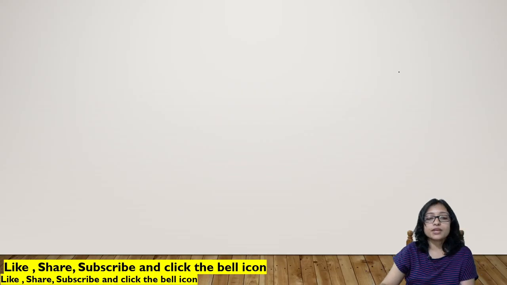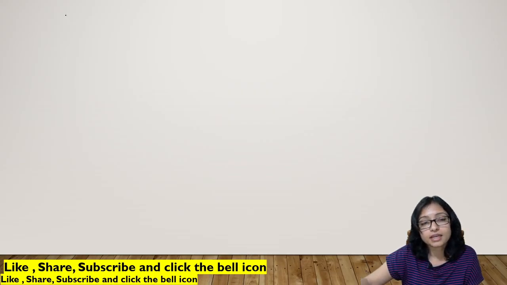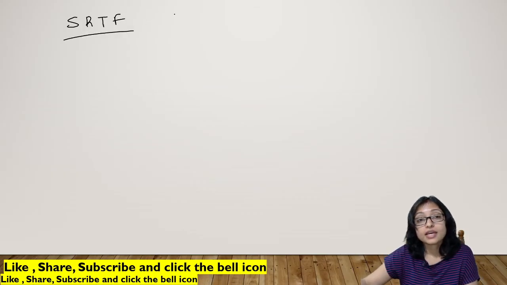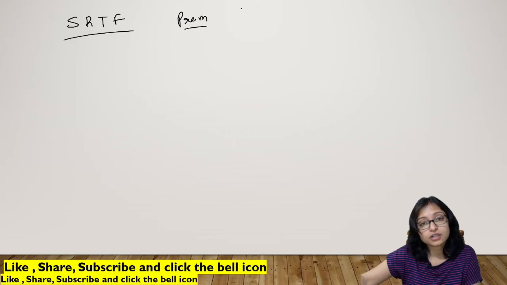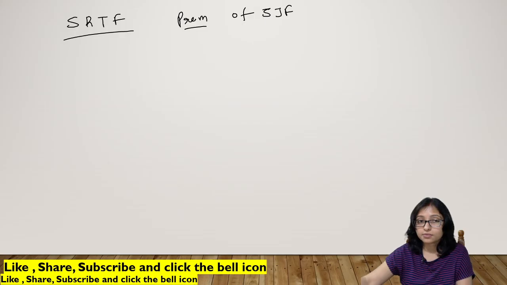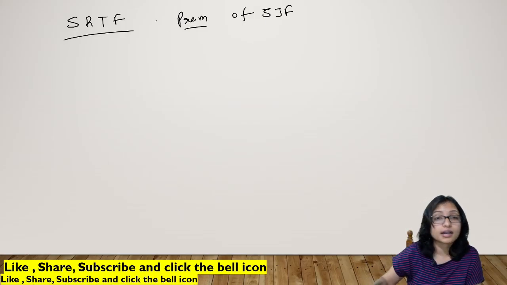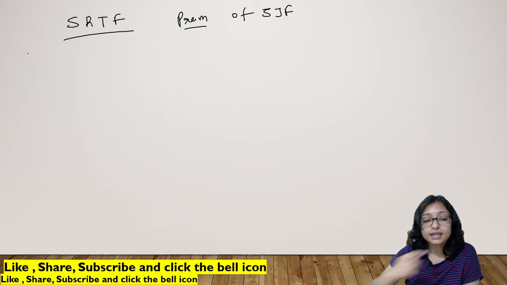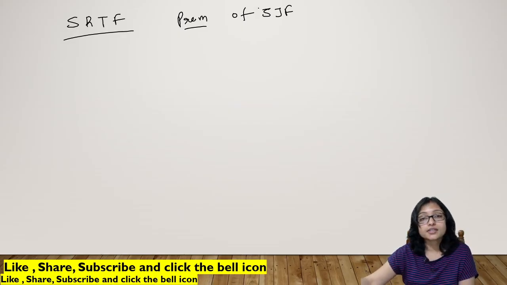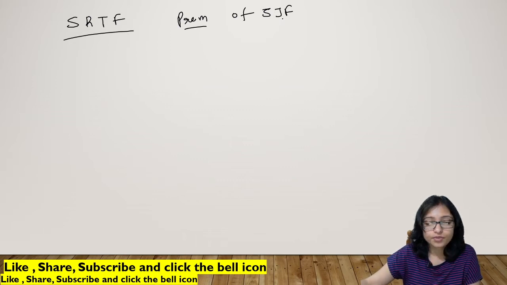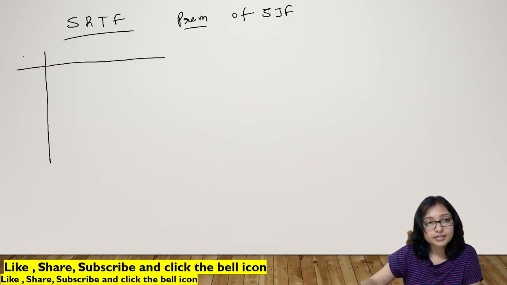Now the next one we are doing is shortest remaining time first, SRTF. It is the preemptive version of SJF. Sometimes they give the name SRTF, shortest remaining time first. The name is shortest remaining time first, or it is the preemptive version of SJF, right? So here I am giving an example, and we will work from that example.